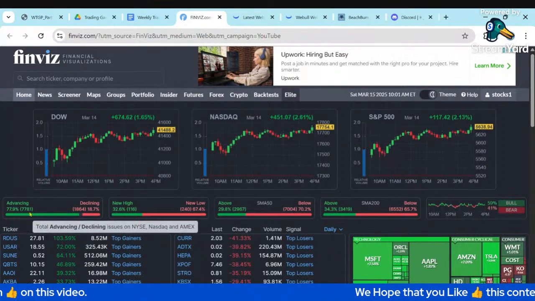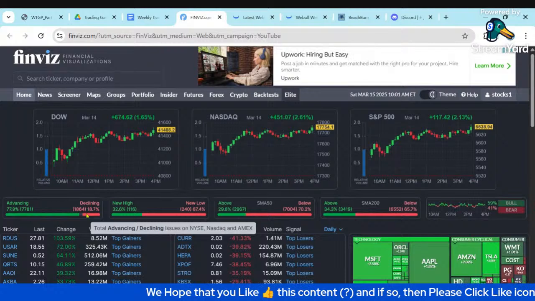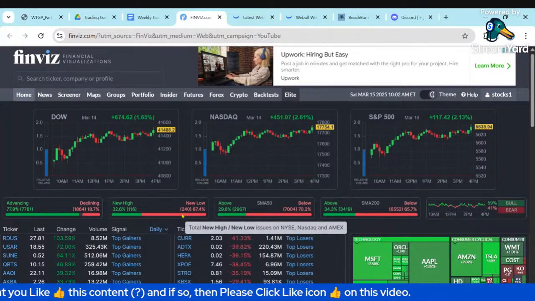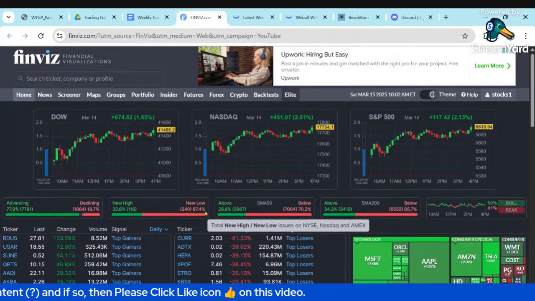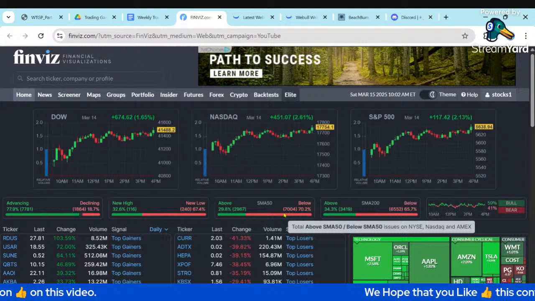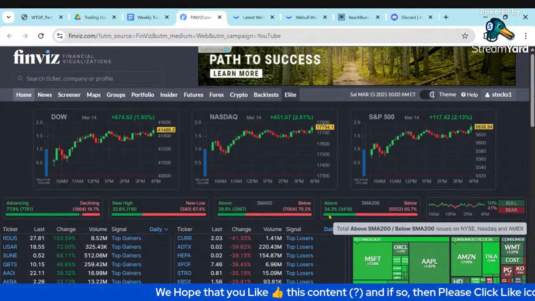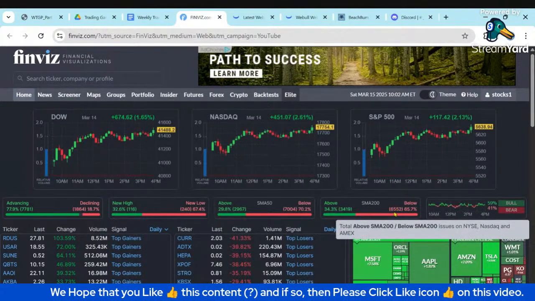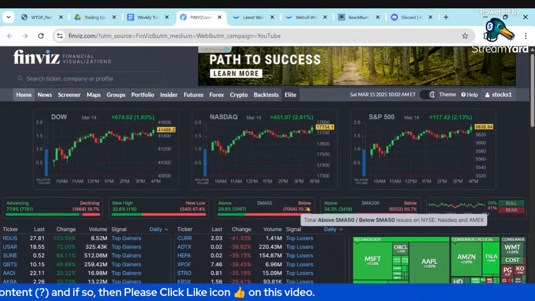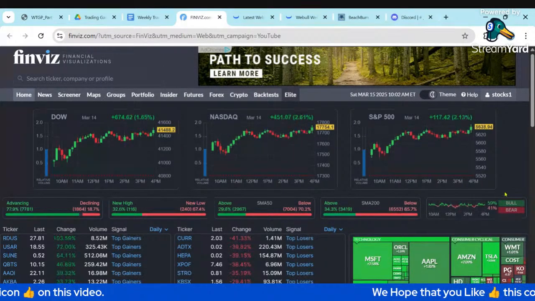We had almost 78% advancing, so a very broad rally, only 19% declining. We had 32% new highs, 67% new lows. We've only got 30% above their 50-day moving average, 70% below, so still a lot of weakness. And we've only got 34% above their 200-day, 65% below. So again, although we had this strong relief rally on Friday, still a lot of weakness under the covers. It shows pretty bullish for Friday.